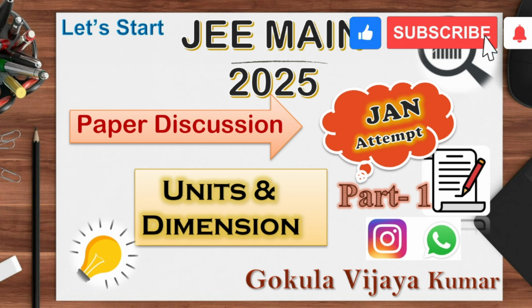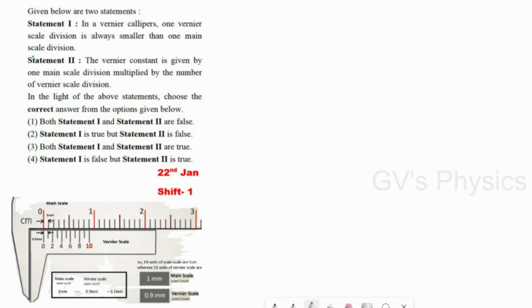So let us start with the questions. We'll see the first question, statement 1: in a vernier caliper, one vernier scale division is always smaller than one main scale division.